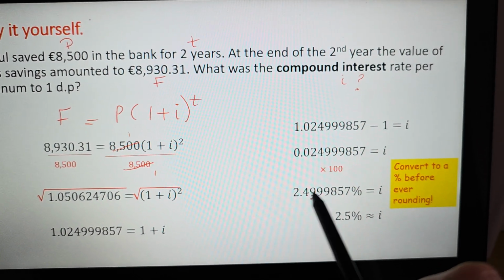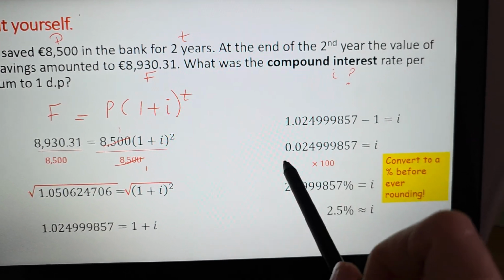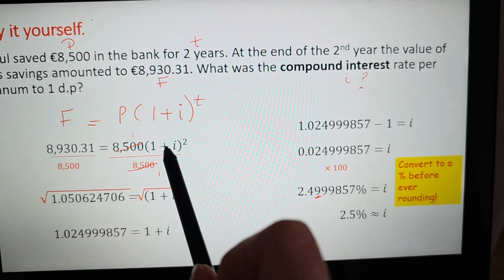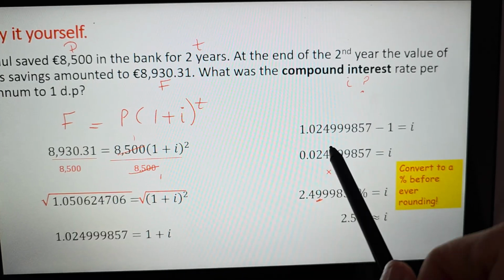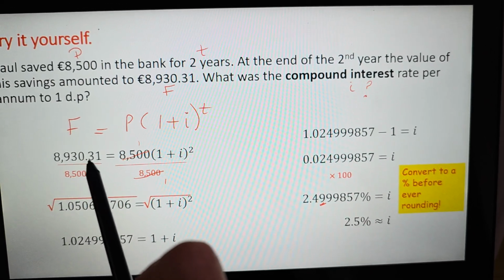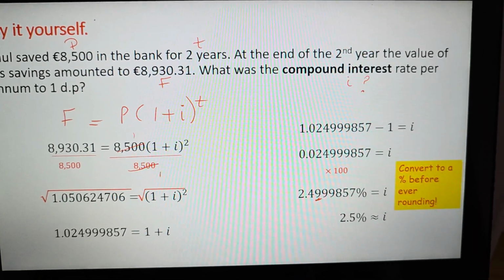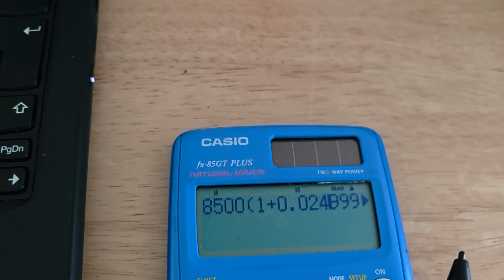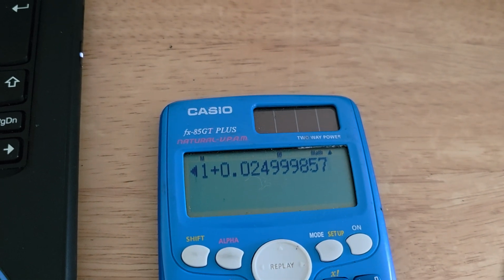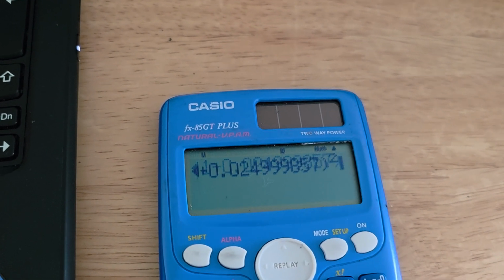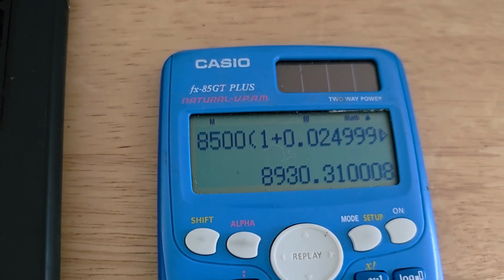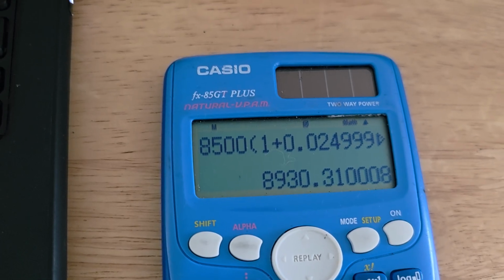Okay, so I would be subbing in my interest rate as a decimal, this figure here. I'd be subbing that into my formula. So it'll be 8,500 times bracket 1 plus that decimal to the power of 2, and it will give you back 8,930.31. So 8,500 times bracket 1 plus the big long decimal for your interest rate before you went rounding it, to the power of 2 years equals €8,930.31. So I know that my interest rate is correct.